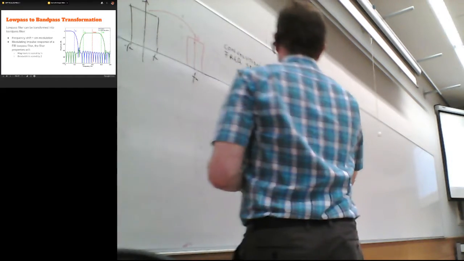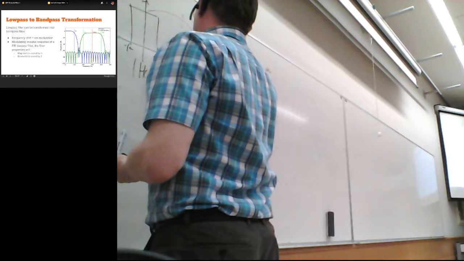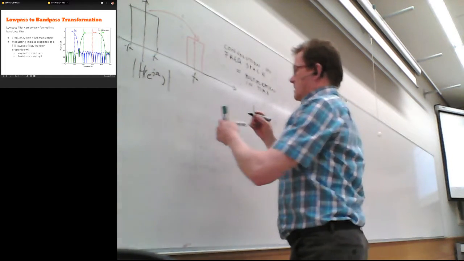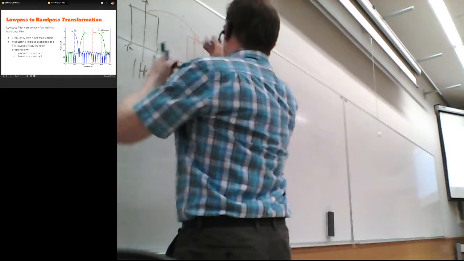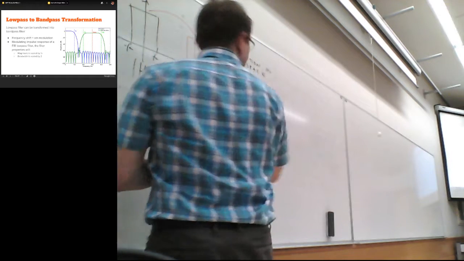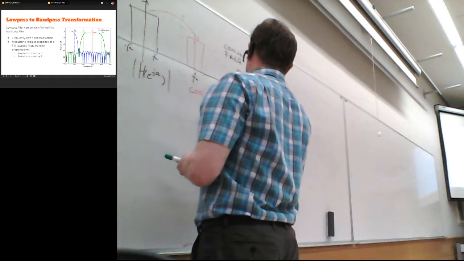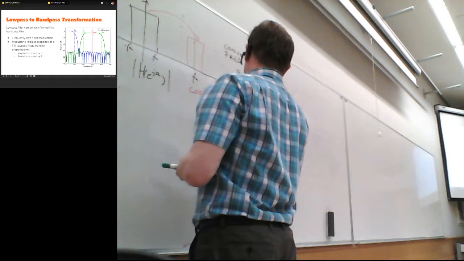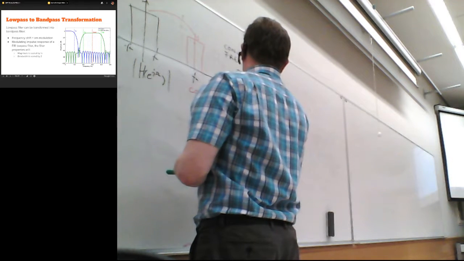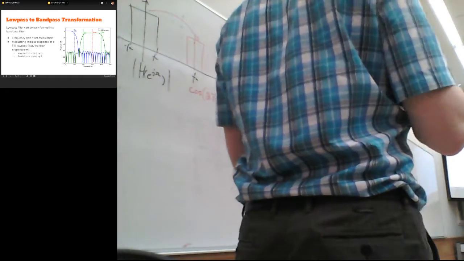So if in the time space we have the system H of n, then we have this frequency Fm. This single frequency would be sine or cosine. I prefer cosine actually: cosine of 2 pi Fm times sample time, n times Ts. Okay.